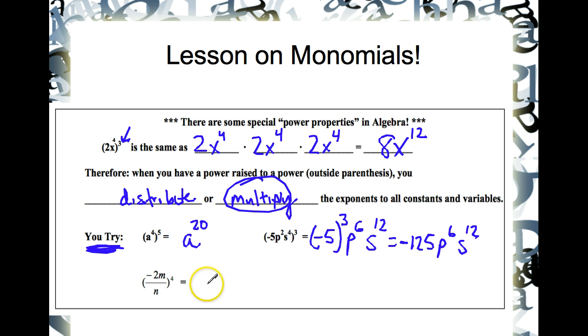And last example here, we're raising this negative 2m over n to the fourth power. So that means that negative 2 is raised to the fourth power, m is raised to the fourth power, and on the denominator, n is raised to the fourth power. So to simplify this a little bit, negative 2 to the fourth is negative 2 times negative 2, which is 4, times that again, which is 16, m to the fourth over n to the fourth. Okay, very good.